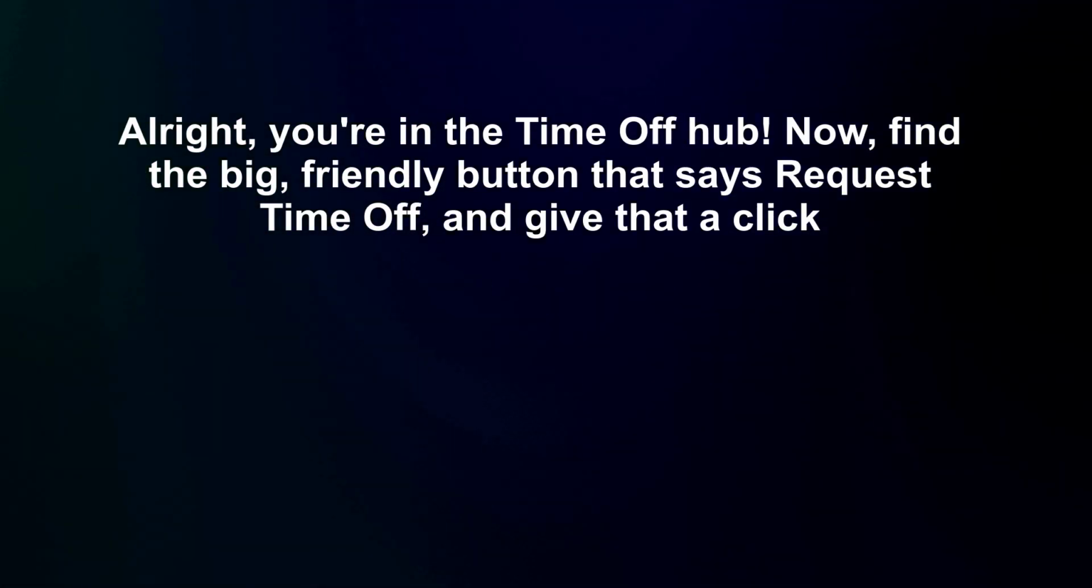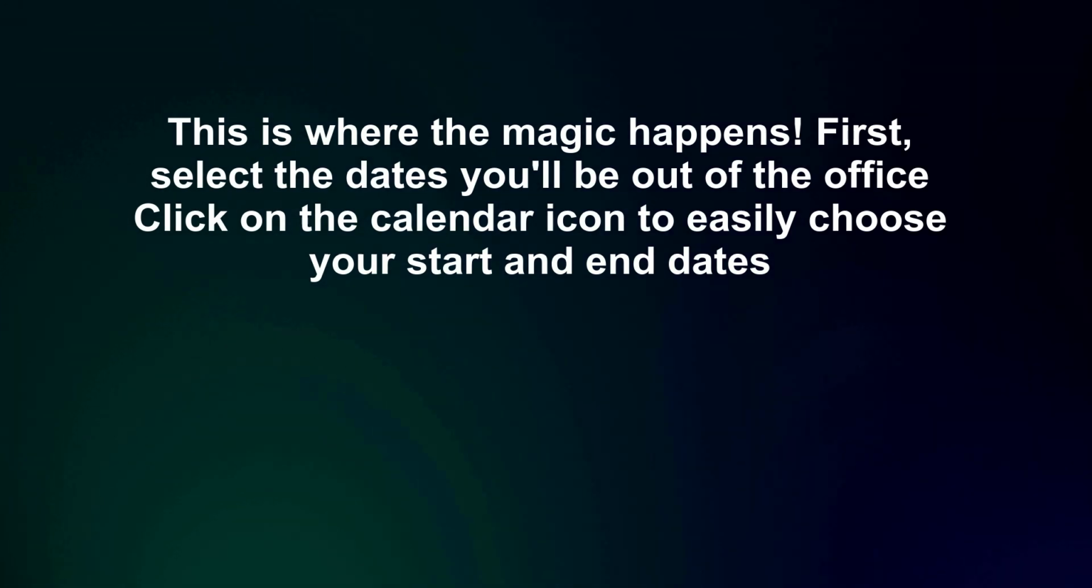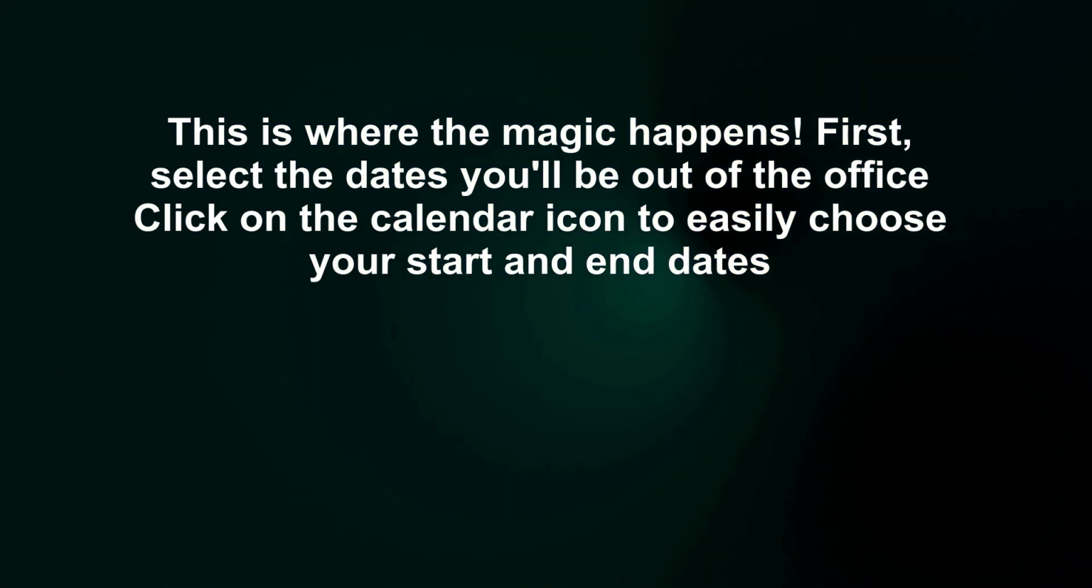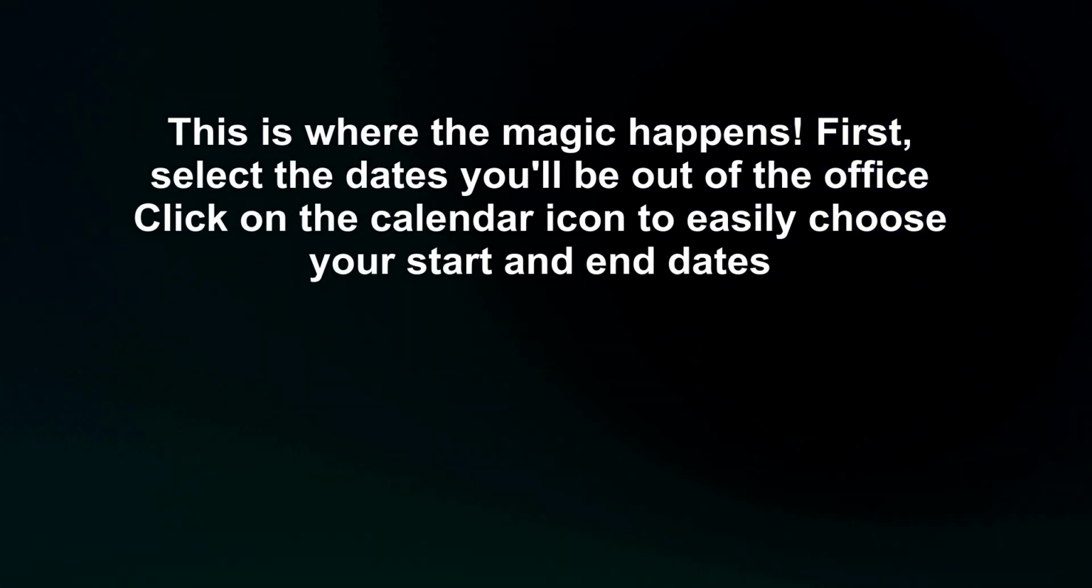Now, find the big, friendly button that says request time off and give that a click. This is where the magic happens. First, select the dates you'll be out of the office. Click on the calendar icon to easily choose your start and end dates.